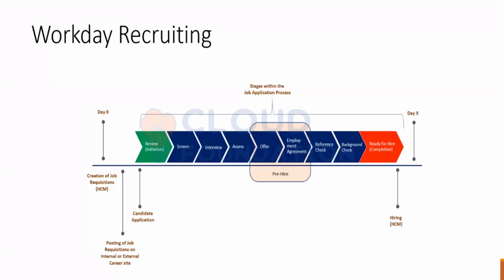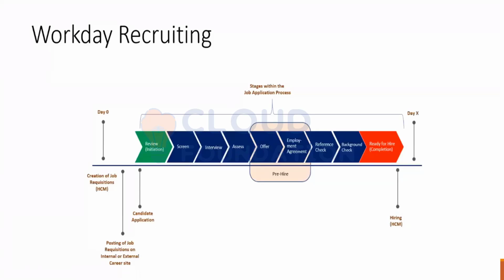Then once the candidate sees those job openings and clicks on the apply button, by default he will enter into the job application process. We have BPs, three main BPs, which we'll discuss. By default, he'll be entering into the review stage. This cannot be skipped. It is mandatory and by default, and it is the initiation stage. After review, we have several stages like screen, interview, assessment. They may not need to be in sequence like how it is shown here. We can move them backward or forward.